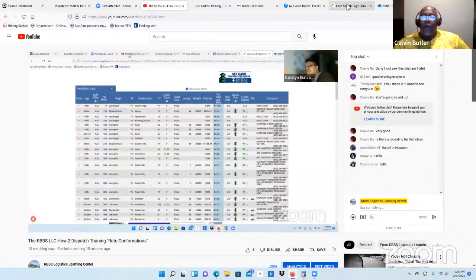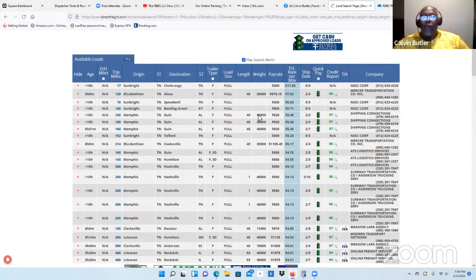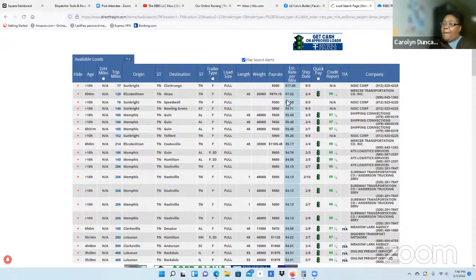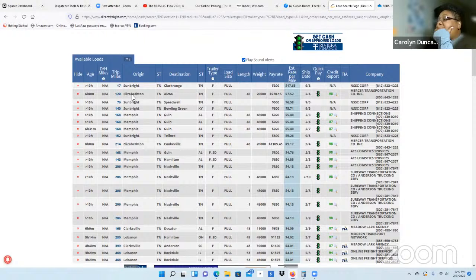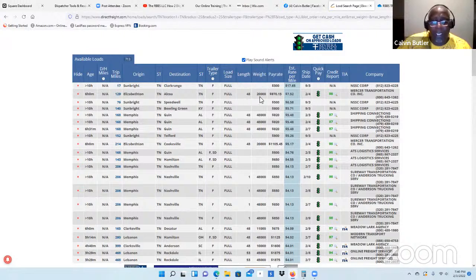All right. So first of all, you've got to have that conversation. But let's look into what we've got, and that's why you're having a problem, because he wants certain criteria that doesn't fit for a flatbed. If he is in Tennessee, you've got something leaving out of Elizabethton, Tennessee, 129 trip miles going up to McCullough, Tennessee, and it's only 20,000 pounds, and that's pretty good money. It's paying $970. That's a good run for someone like that because he's not going very far.